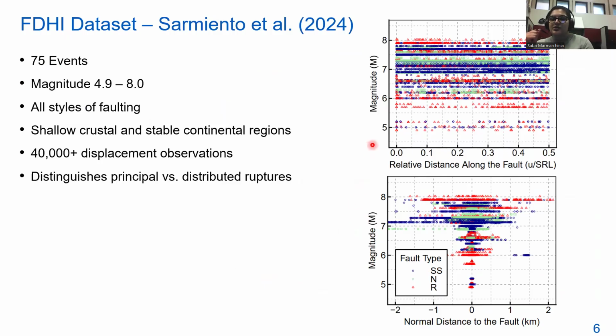The upper figure shows the distribution of relative distance along the fault, and for moderate to large events with magnitude between 6 and 8, the observations span the full along-strike extent of the rupture. The lower figure shows the distribution of normal distance to the fault. With an increase in magnitude, the normal distance to the fault also increases. This means that in larger events, principal displacements can happen kilometers away from the fault.